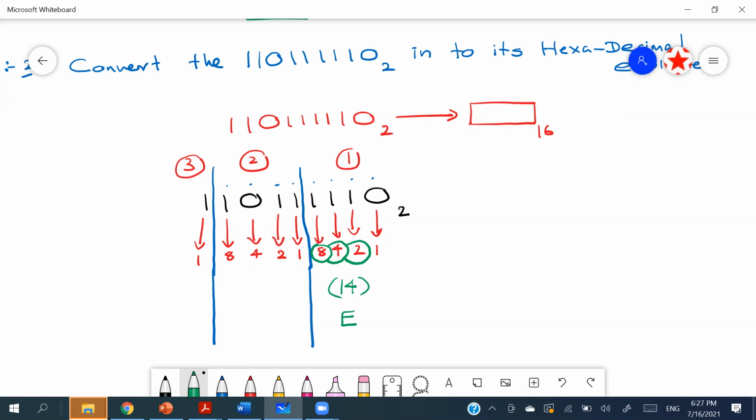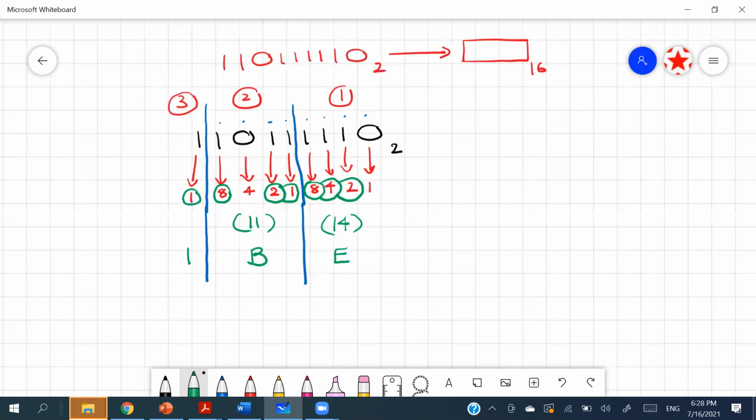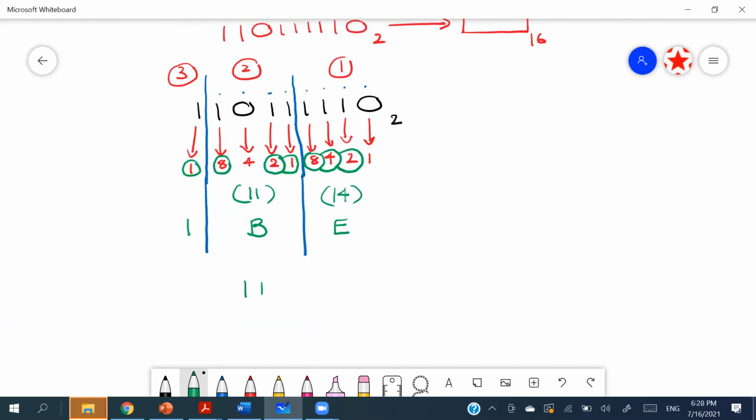Right, and in the second one, we are going to consider the 8, 2, and 1. We are not going to consider 4 because there is a 0 above that. So 8 plus 2 is 10, 10 plus 1 is 11. So 11 means B. And here we are going to consider 1 anyway, so it is 1. So your final answer is going to be 1, B, E, in hexadecimal.